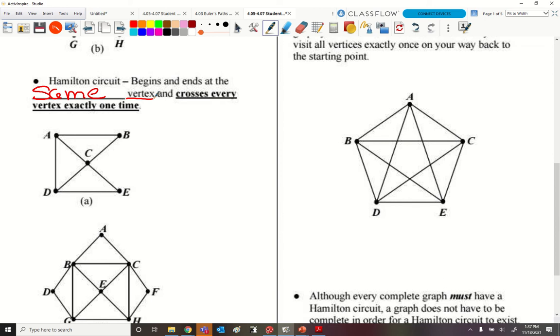Yeah, doesn't matter the order. I just don't have to cover every string. This one you have to end up back at the same location. Hamilton circuit is same location. Vocabulary. Come on now.